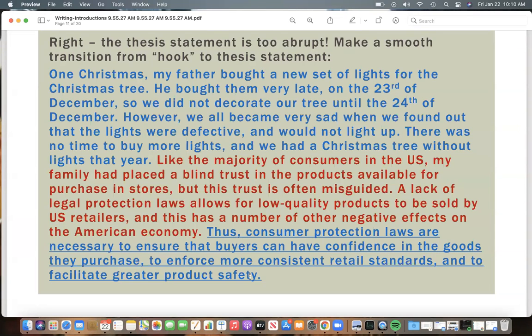You have this personal anecdote, and then: Like the majority of consumers in the US, my family had placed a blind trust in the products available for purchase in stores, but this trust is often misguided. A lack of legal protection laws allows for low quality products to be sold by US retailers, and this has a number of other negative effects on the American economy. And then go into the thesis statement. So that makes a lot of sense.